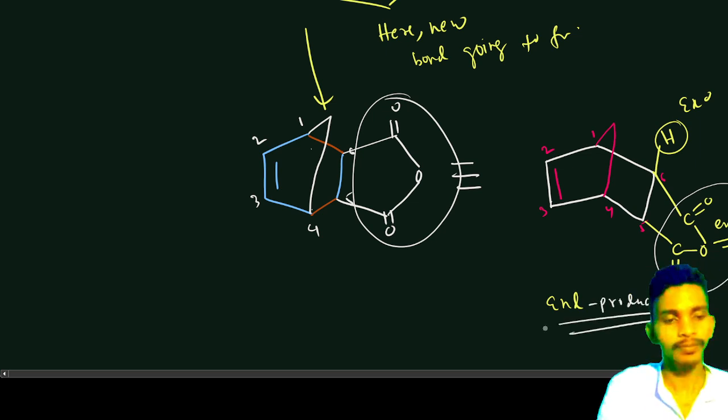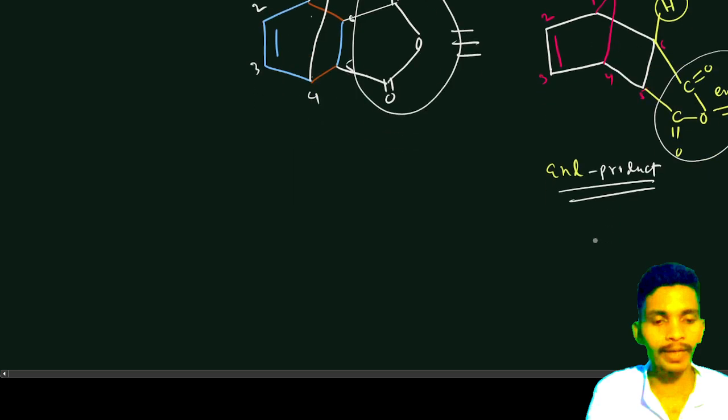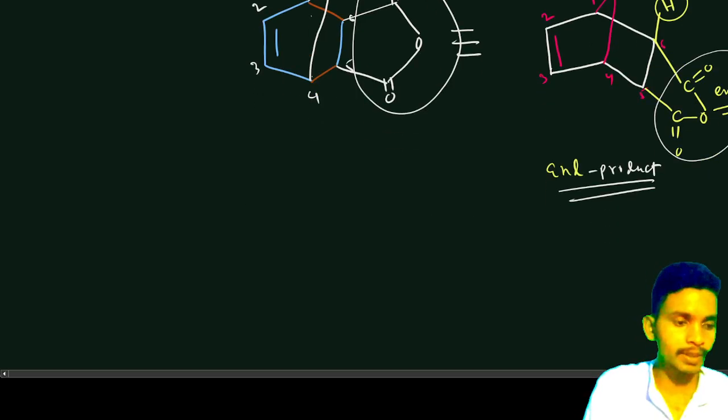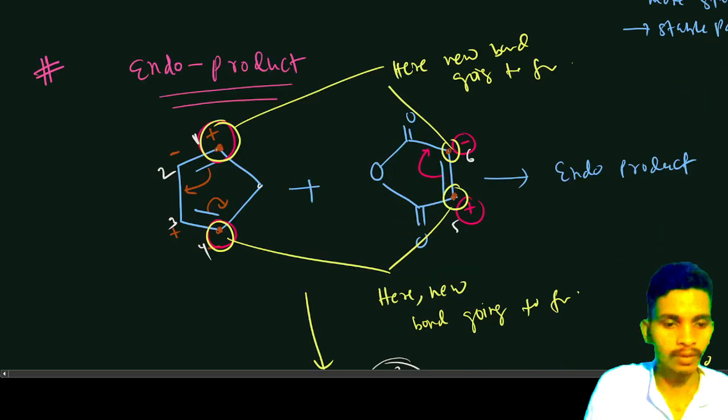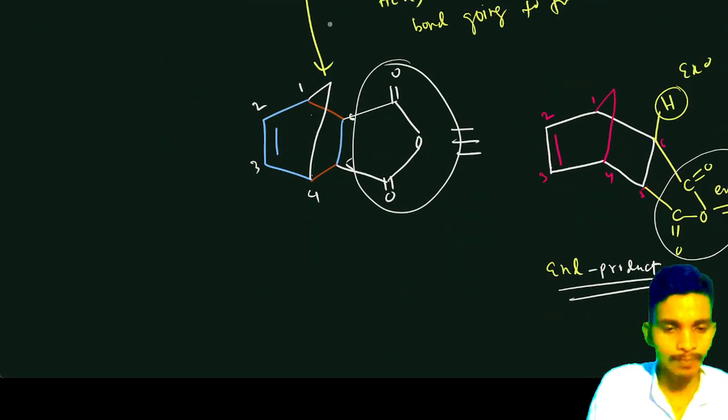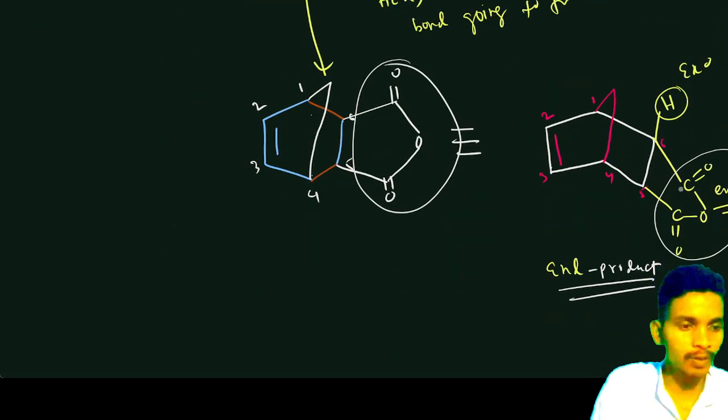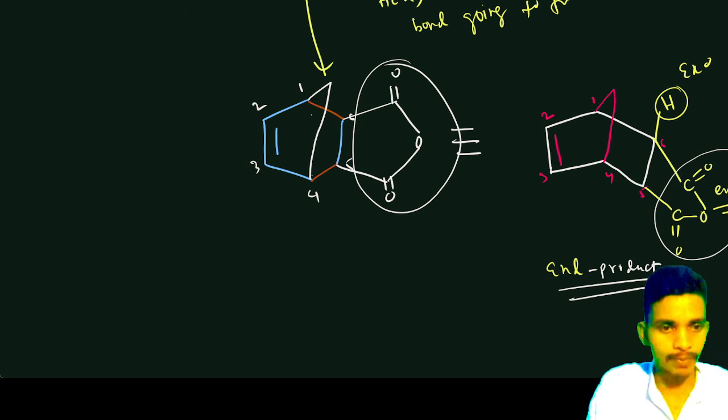Now how will the exo product be? The exo product is the same, so here also the same things will form, except that for the exo product this will go to the above side. It means that it is going to be like this.